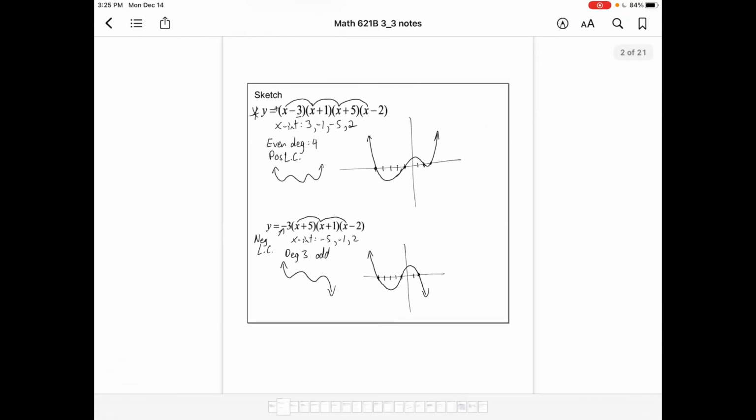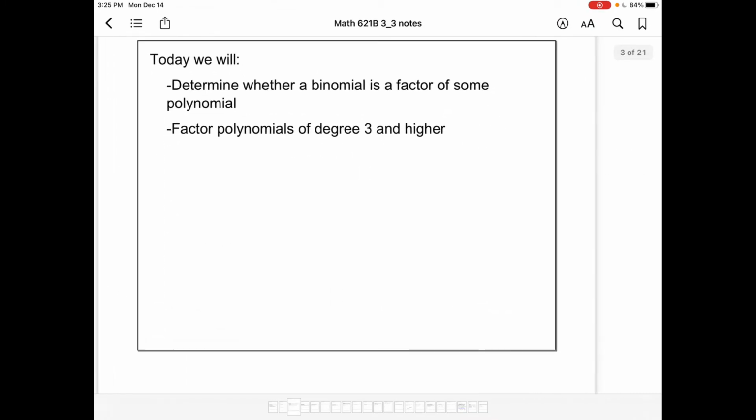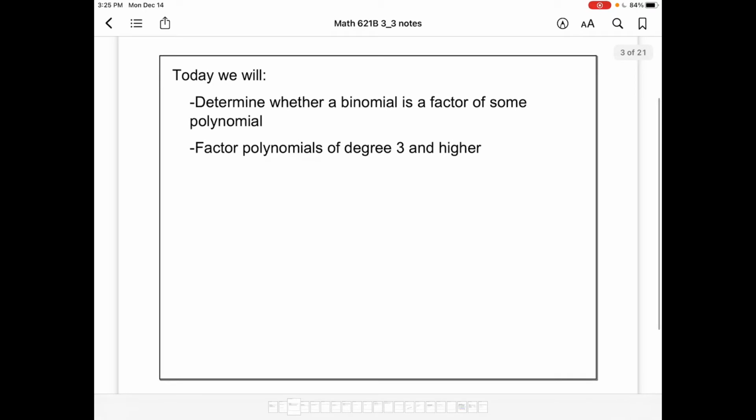The question that remains is how do we get it into that form? And the answer is by factoring, and we'll use division to help us do that. So today we'll determine whether a binomial is a factor of some polynomial, and we'll factor some polynomials of degree 3 and higher.